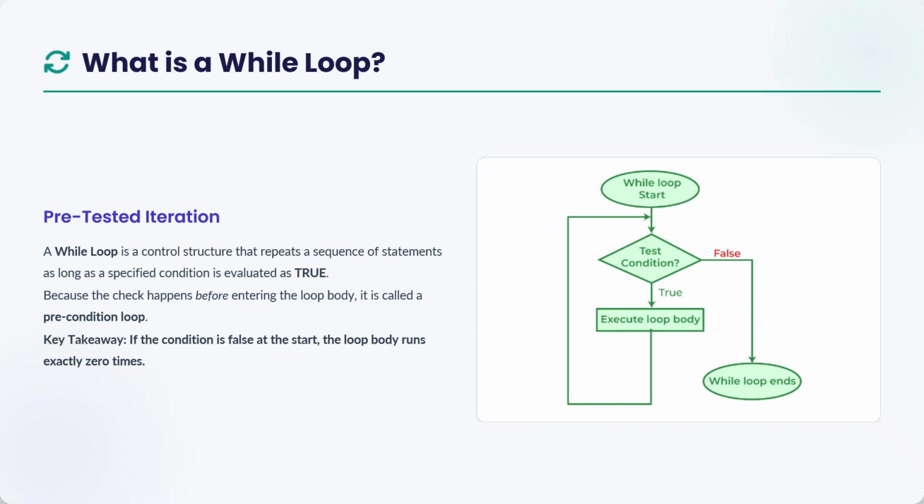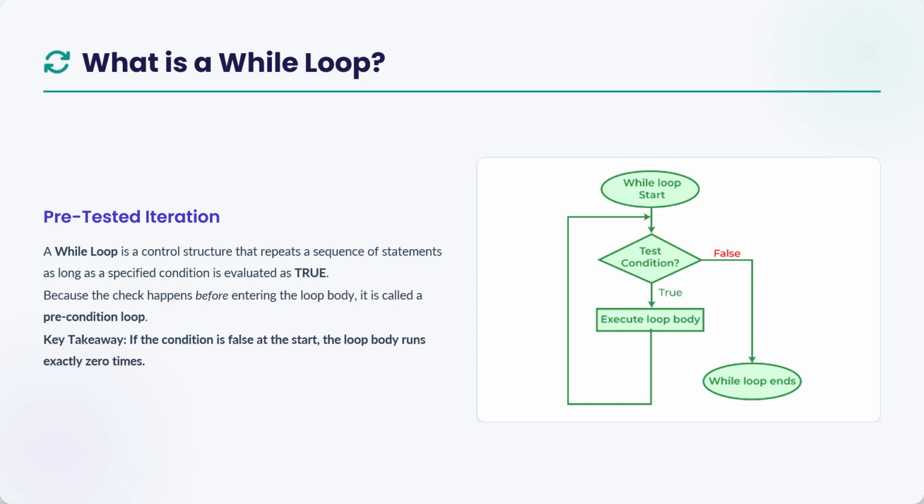While loops are actually known as pre-tested iterations or as condition controlled loops, in which we can say that while loops are basically those control structures that repeat a sequence of statements as long as a specified condition is evaluated as true, because the check happens before entering the loop body. That is why it is known as a pre-condition loop.